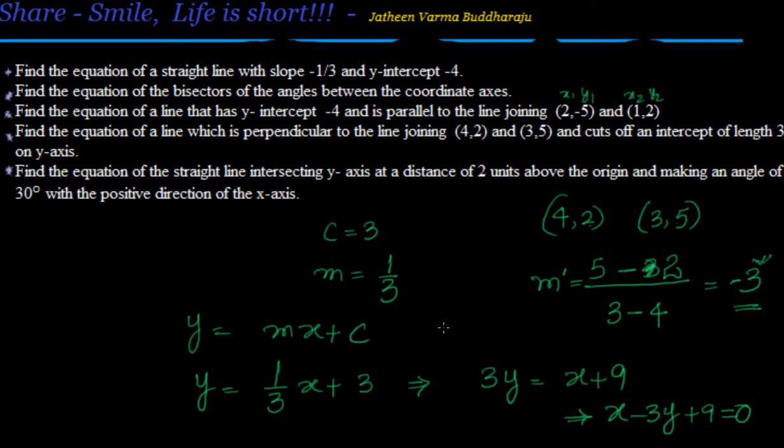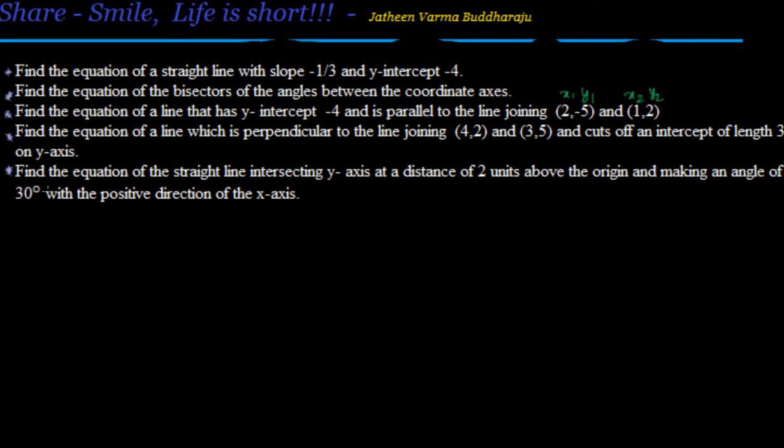If you remember, m1 m2 equal to minus 1 if m1 m2 are slopes of two lines which are perpendicular to each other. So let's look at the next problem. Find the equation of the straight line intersecting y-axis at a distance of 2 units above the origin. So can I go ahead and say c equal to 2, because 2 units above the origin, that means its intercept is positive 2. Okay, and making an angle of 30 degrees with the positive direction of x-axis, that's nothing but theta equal to 30 degrees.